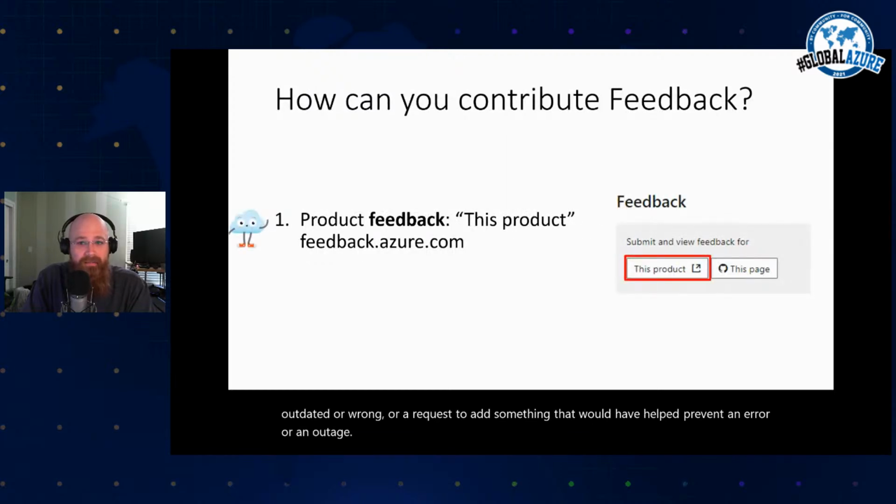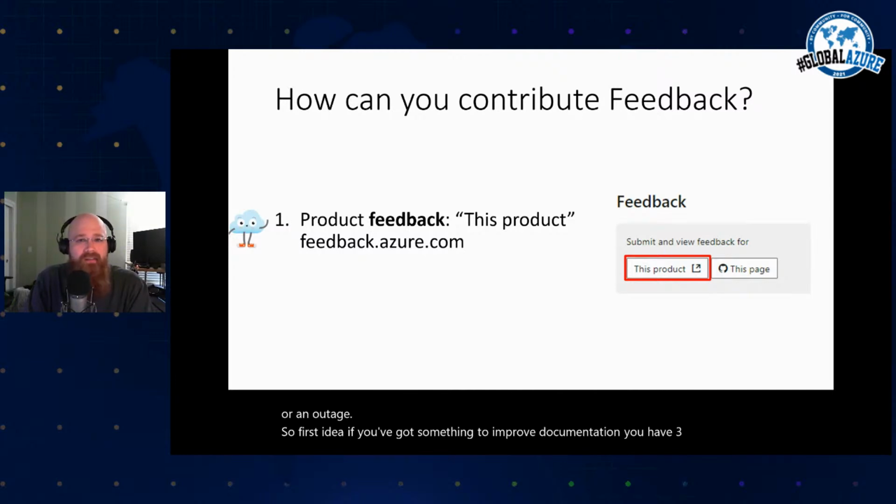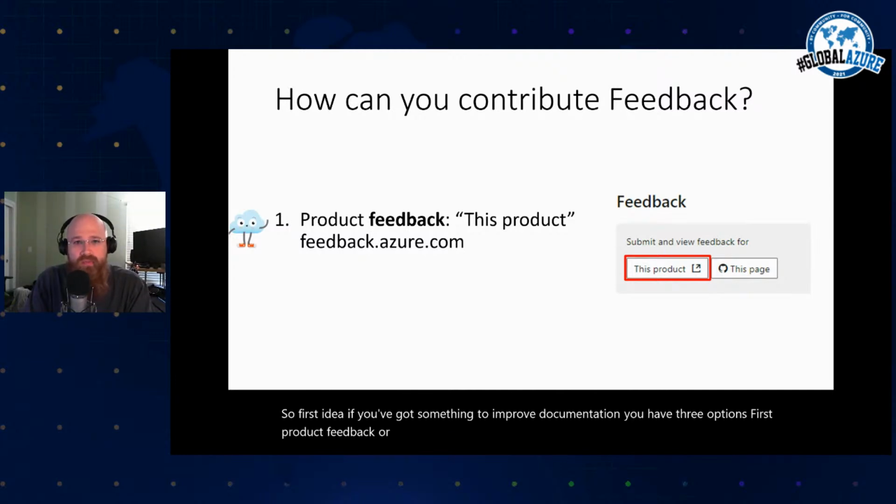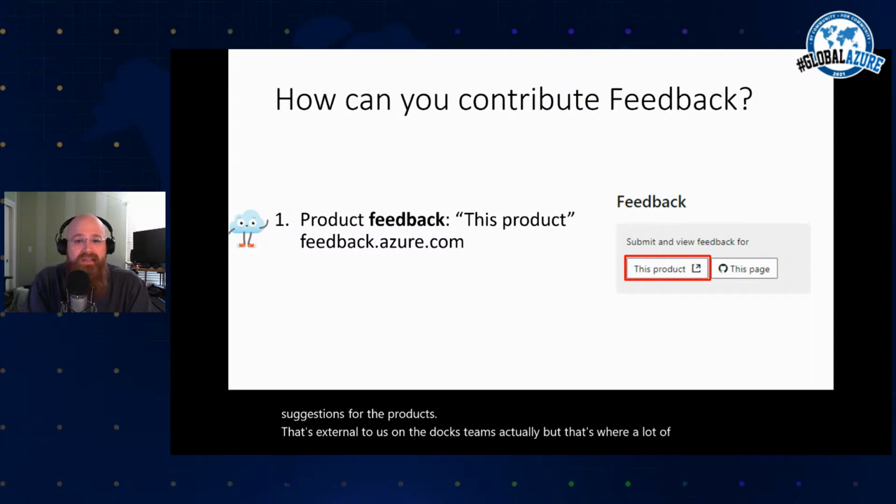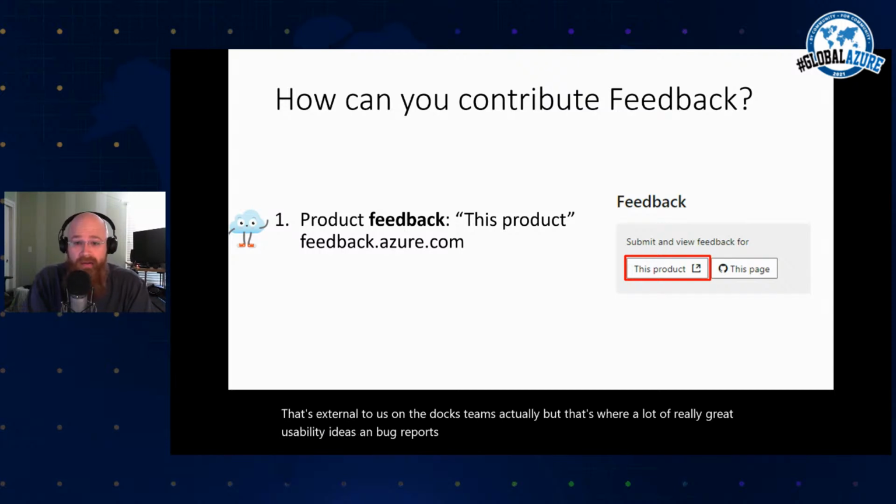So first idea, if you've got something to improve documentation, you have three options. First, product feedback or suggestions or reproducible bug reports. These actually don't go in the doc system. That's for support, or you can use the feedback tool. If you've been around a few years, you might remember the Connect system with Connect items. A few years ago, those were all migrated to feedback.azure.com, and that portal, that's the place for comments and suggestions for the products. That's external to us on the docs teams, actually, but that's where a lot of really great usability ideas and bug reports come from, and it's open to the public.